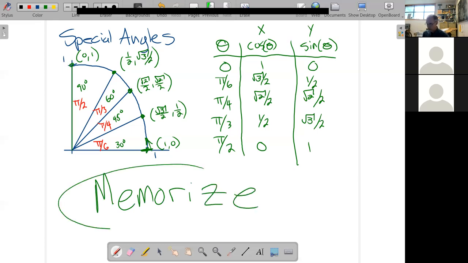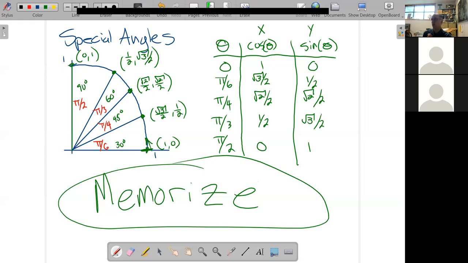It will make the rest of this class much more doable. But if you're always having to whip out the calculator for these special angles, it's going to make this class way harder. So please, please, please draw this out every day until you have it committed to memory. Super important.